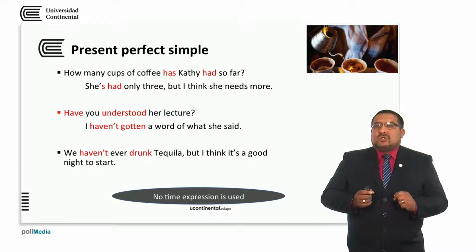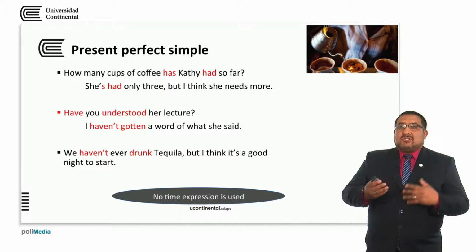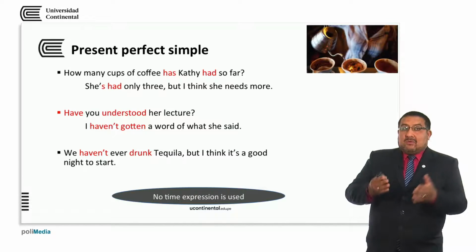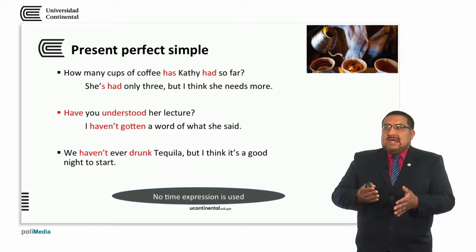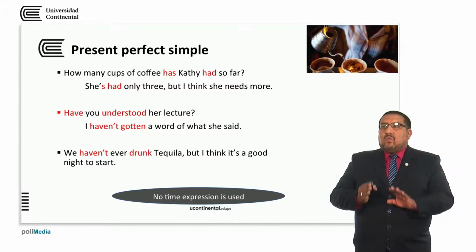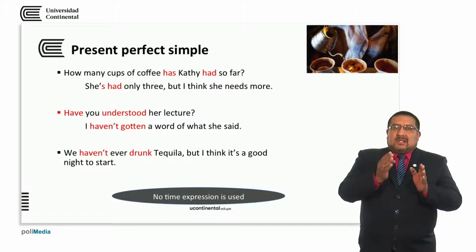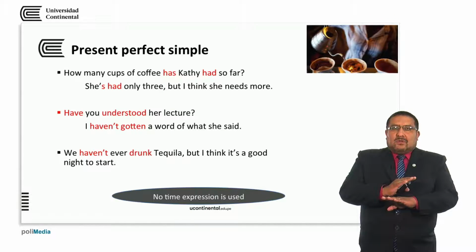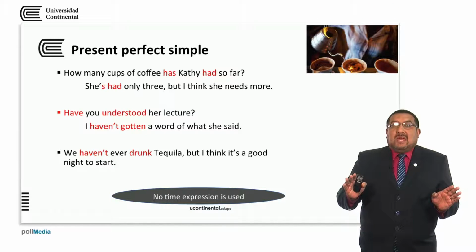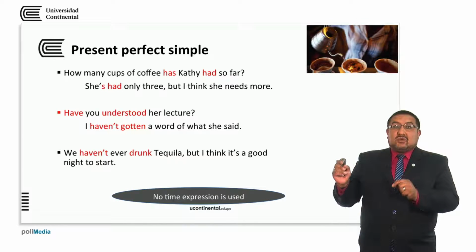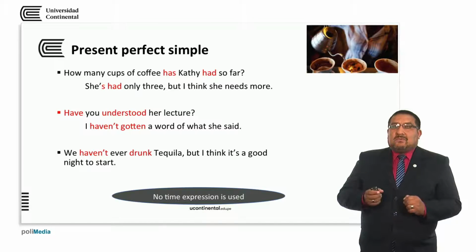Have you understood her lecture? Maybe she had a presentation and they are asking you, have you understood her lecture? I haven't gotten a word of what she said. It means that until the time it finished, you haven't understood anything. But since you are not mentioning a period of time or a time expression, you can use the present perfect.